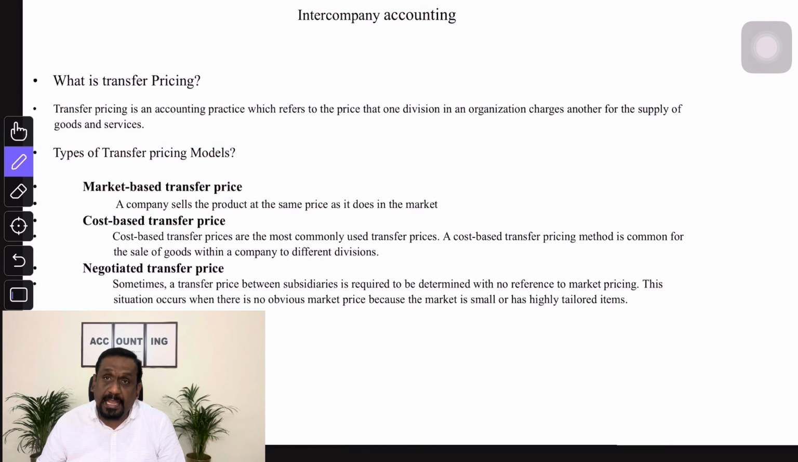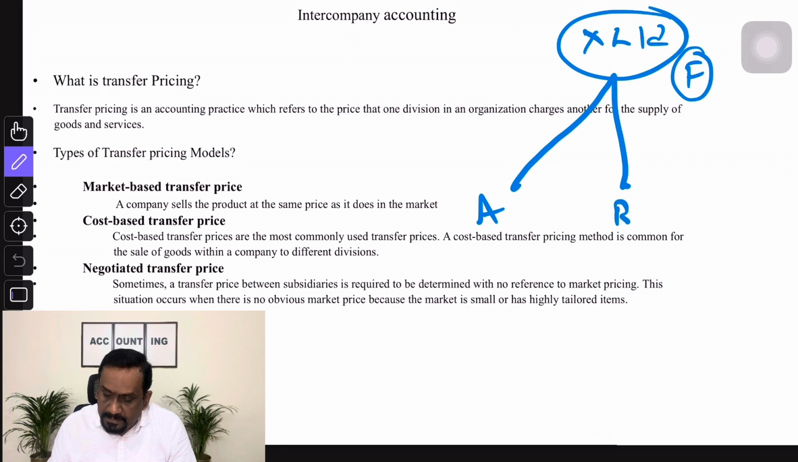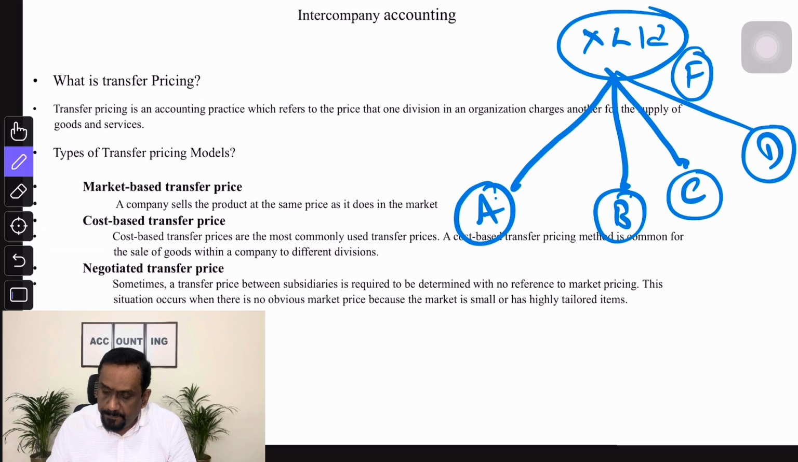What is transfer pricing? As I said, whatever be the product transferred by X Limited to A, B, C, D at a specified price, that specified price is called transfer pricing. X Limited is manufacturing a product called F and it is sending it to A, B, C, D. These are the subsidiaries. This F product is being sent by X Limited to A, B, C, D and asking them to sell in the market.